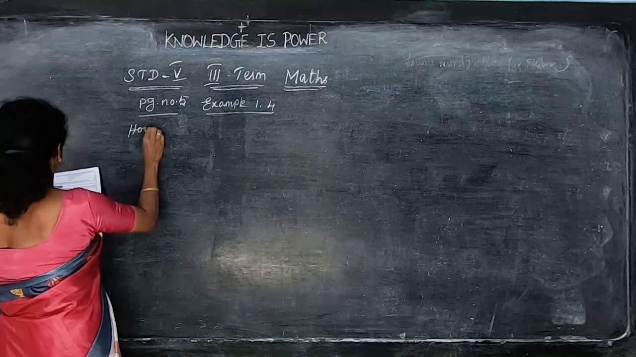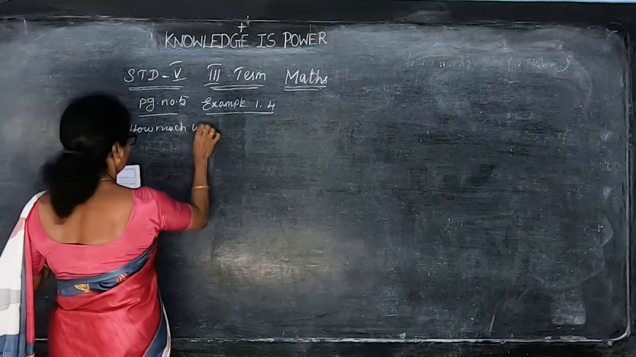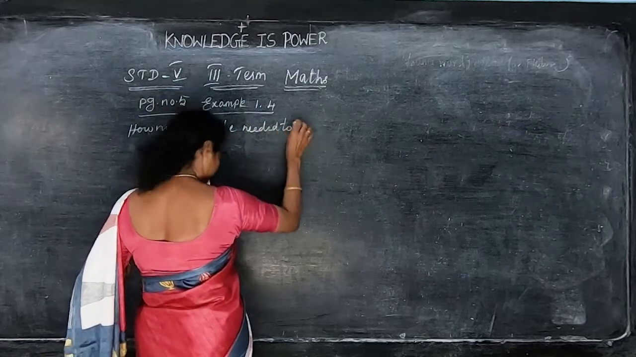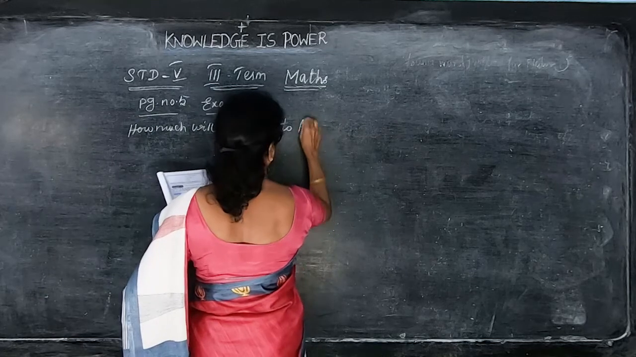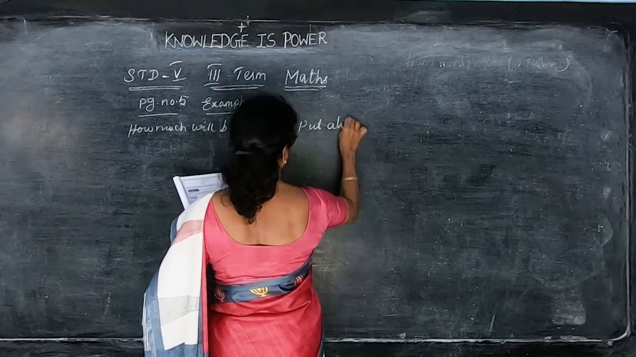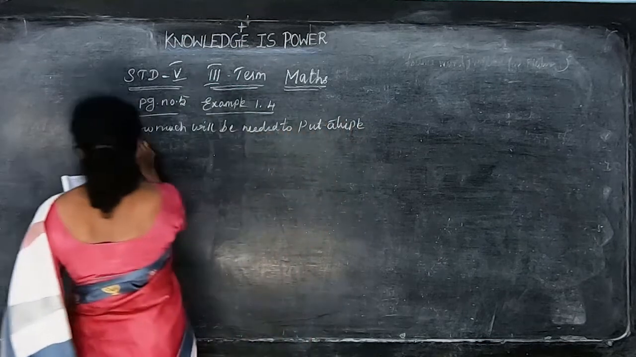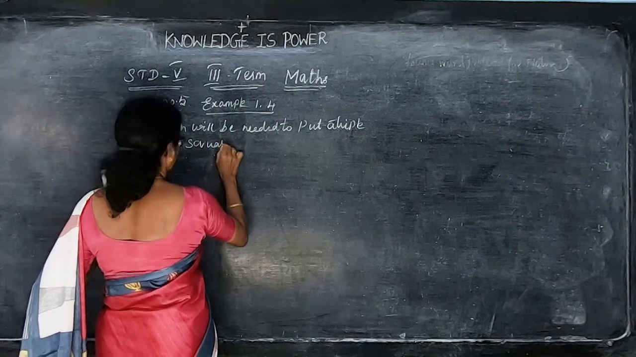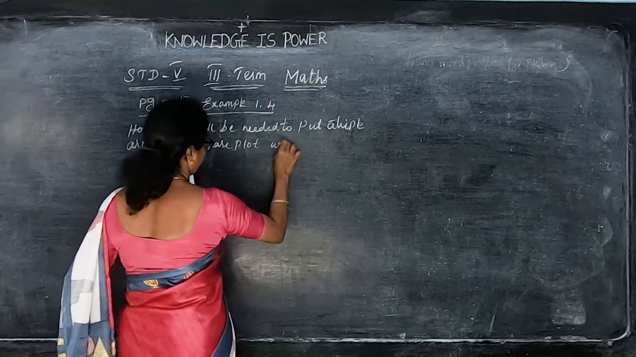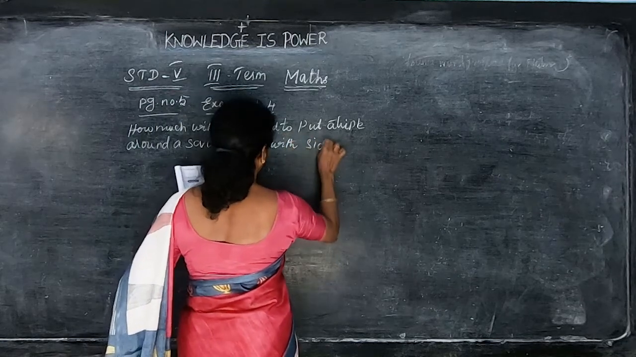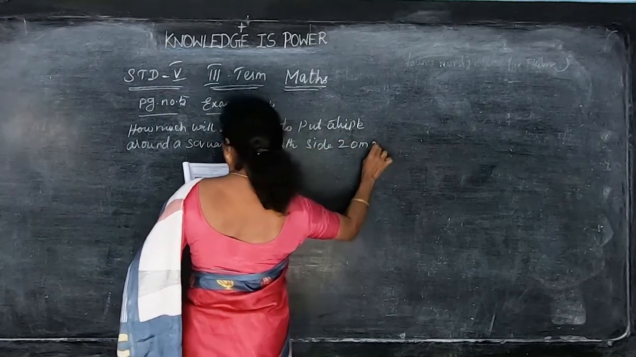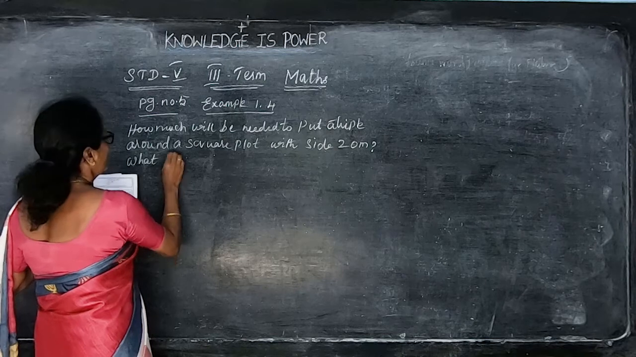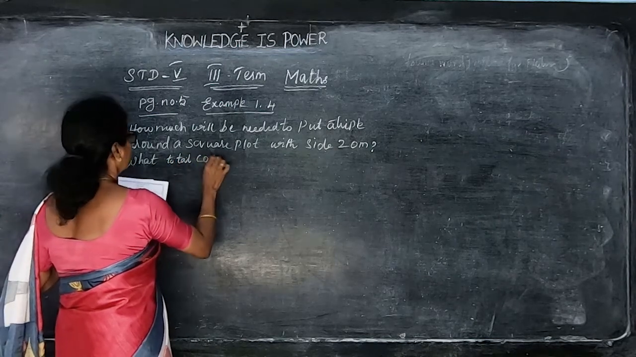So, how much wire will be needed to put a triple fence. So how much wire is needed to put a fence around a square plot. That plot is in a square shape. So around the square plot with the side. So when it is a square, only one side they will give. What will be the total cost? So, we have to find the perimeter, and as well as the total cost of the fence also we have to find out.